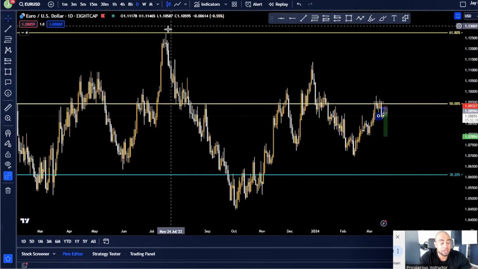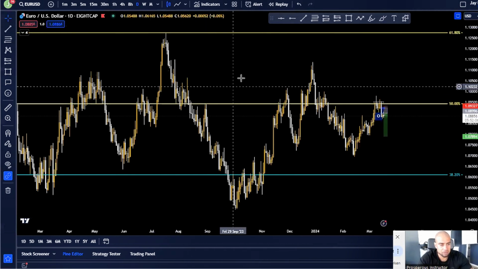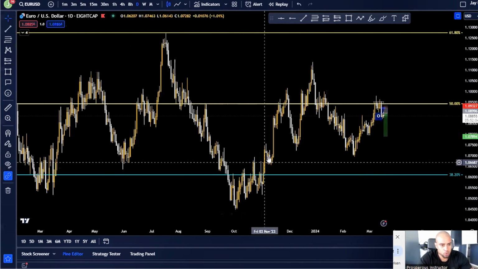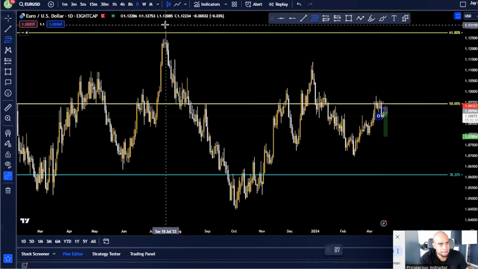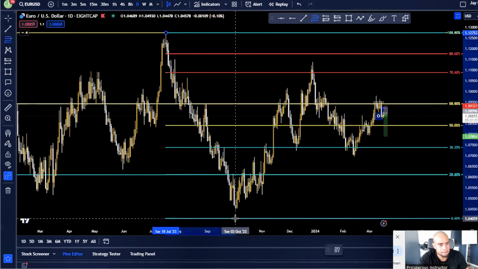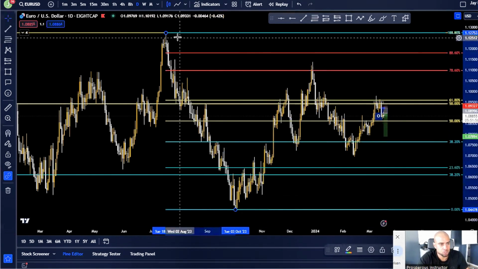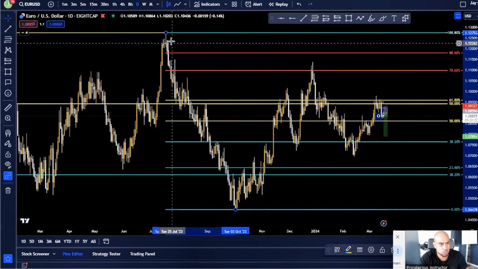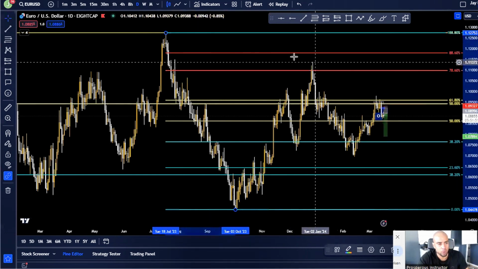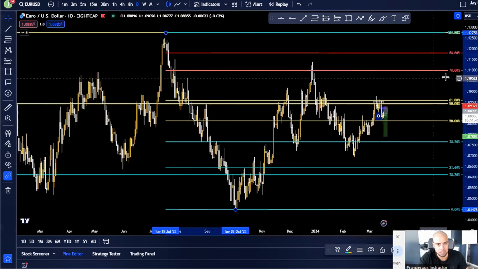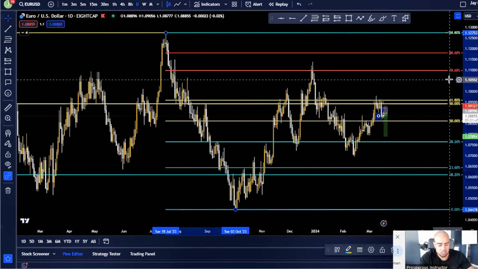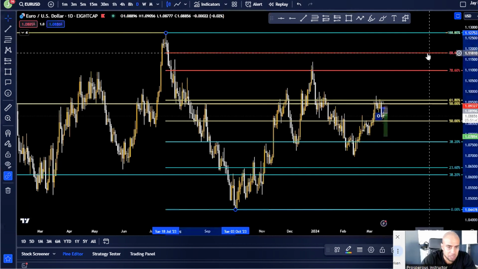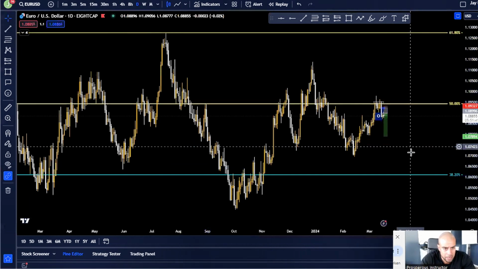Oh, sorry, we created a high, we broke down, we broke out of this sweet spot zone, retraced back up. So we did a nice pullback here. And on this whole swing, this whole sequence, we pulled back all the way up to the supply zone, just above the 78.6 Fibonacci retracement level.